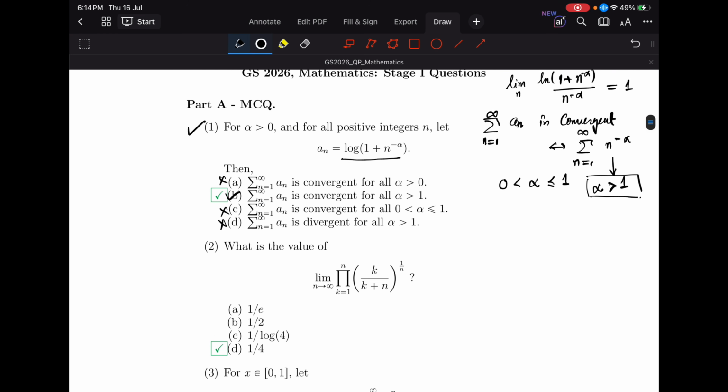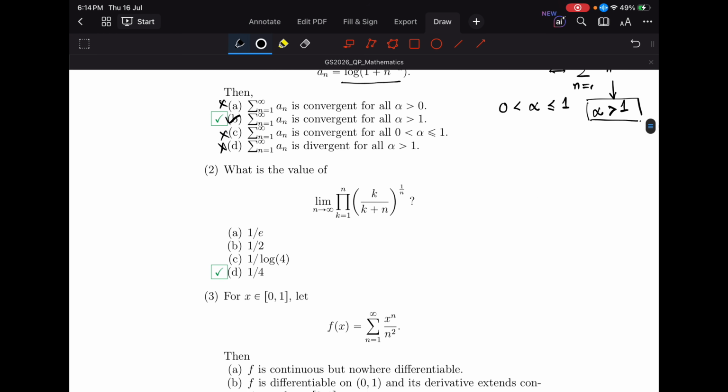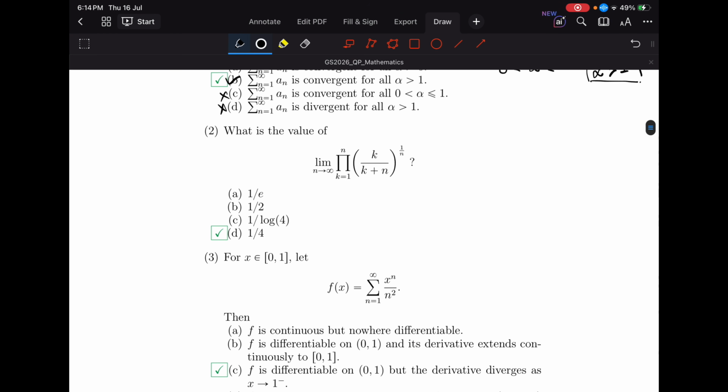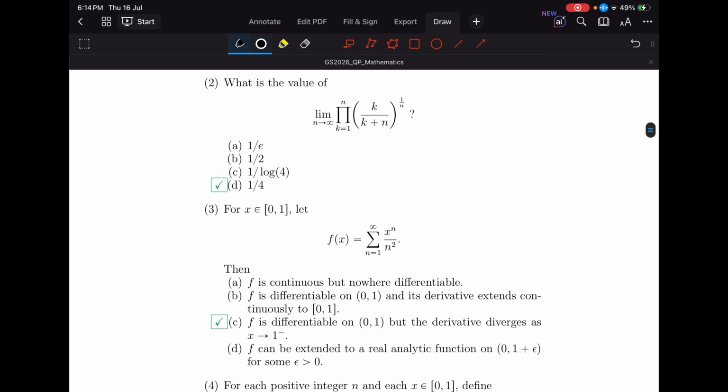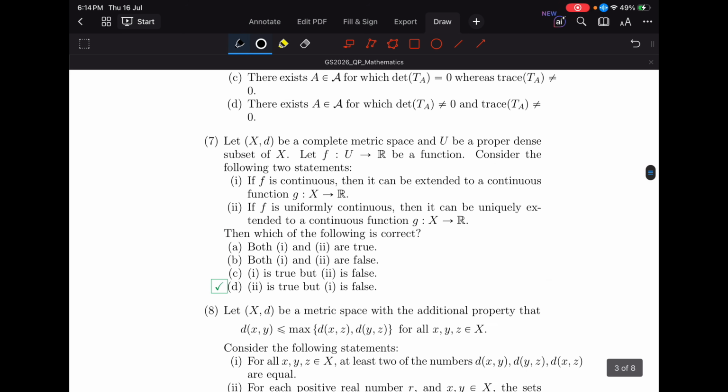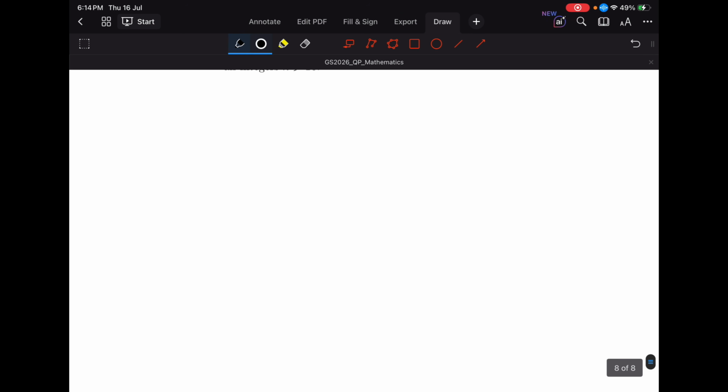Okay, now let's move on to the next question. What is the value of the limit n tends to infinity of the product k from 1 to n of k by k plus n, to the power 1 by n? Okay, so let us just do it here.